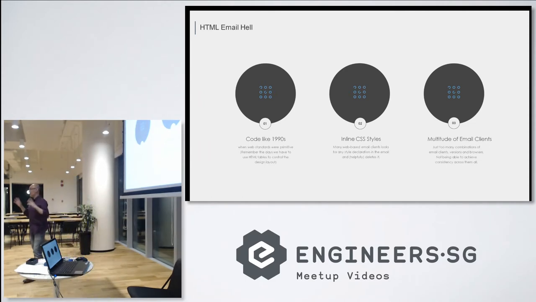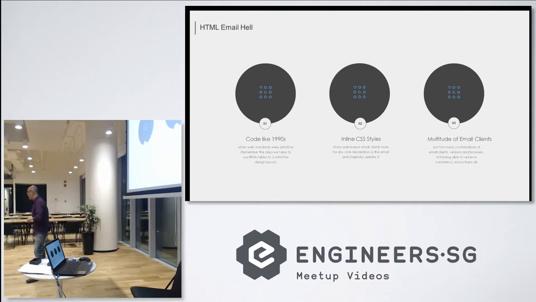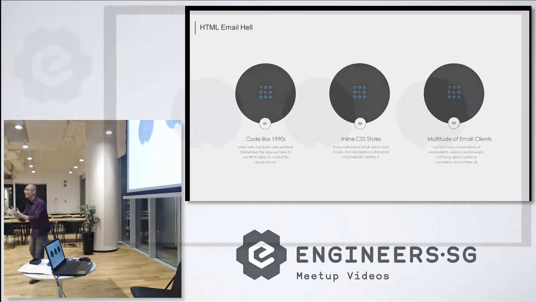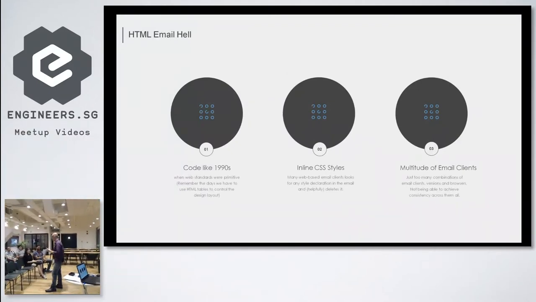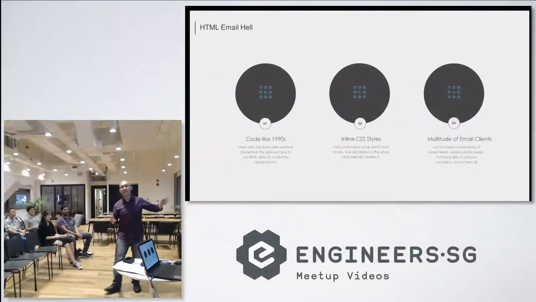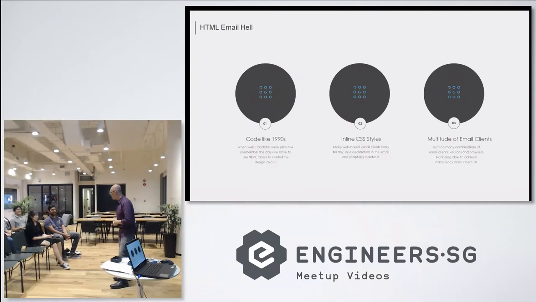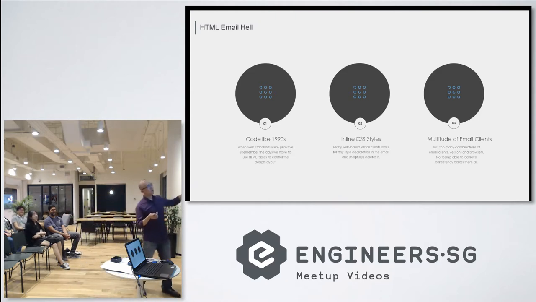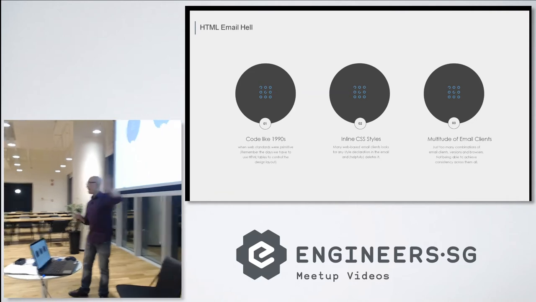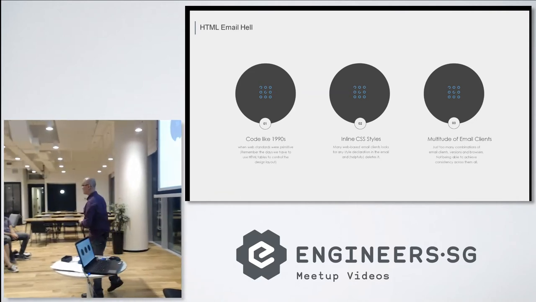Firstly, you have to code like the 1990s. Remember those good old days where you use tables? Oh my gosh, nested tables. I was shocked. I thought the web is progressive. But no, you have to nest tables and tables and tables, use things like TD TR, TD TR, TD TR, and even wrap like this. That's bad.